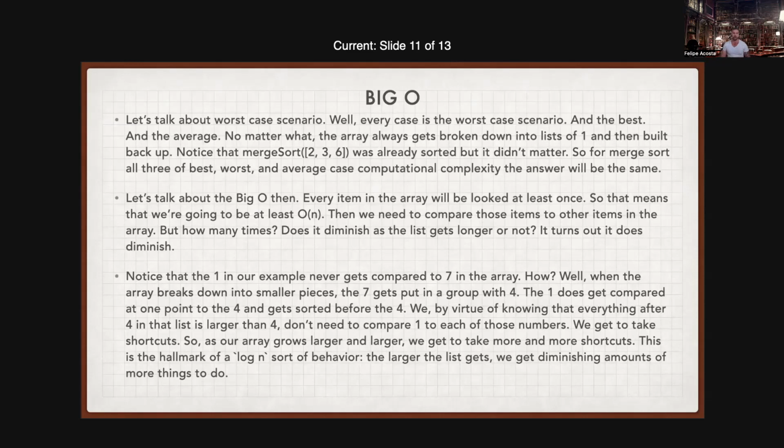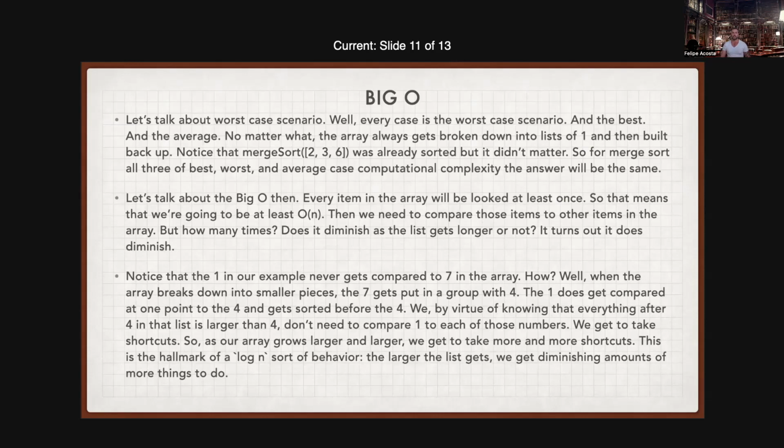So for merge sort, all three of best, worst, and average case computational complexity, the answer will be the same. So it's always the same. It's always going to break it into individual arrays of one element. So let's talk about big O then. Every item in the array will be looked at least once. So that means that we're going to be at least O of n.